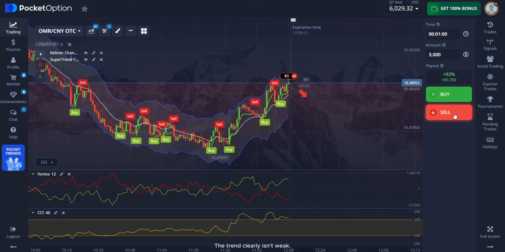The trend clearly isn't weak. There's no sell signal, no point forcing it here. Let's take this trade on a different setup.